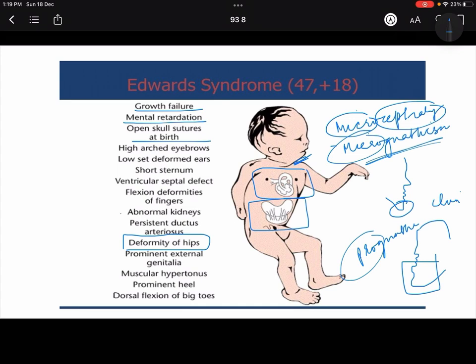Then you see abnormal kidneys are there, high arched eyebrows are there, muscular hypertonus, that means weak muscles would be there, prominent heel is there, we saw yesterday also. So these are certain things that you can remember. Apart from this, they have rocker bottom feet, you can use these terms. Low set ears, cleft palate or cleft lip is there, so you can write that also. Clenched fingers are there. These are the things that we see in the Edward syndrome.